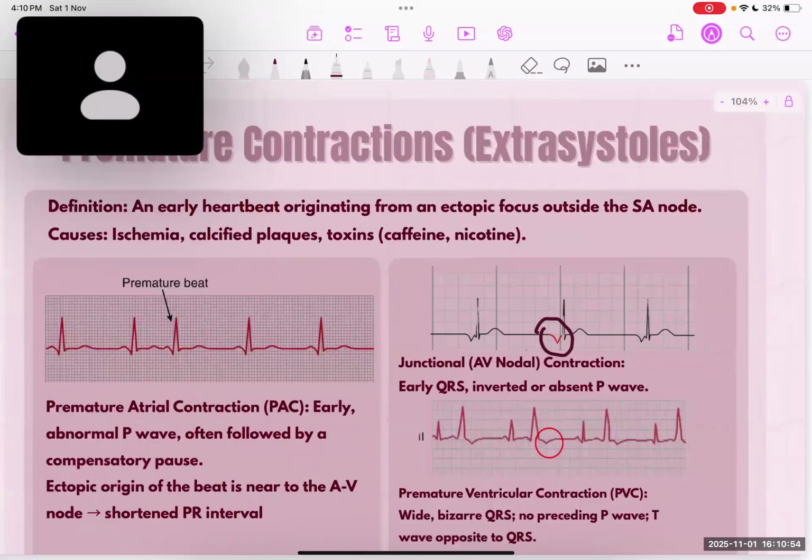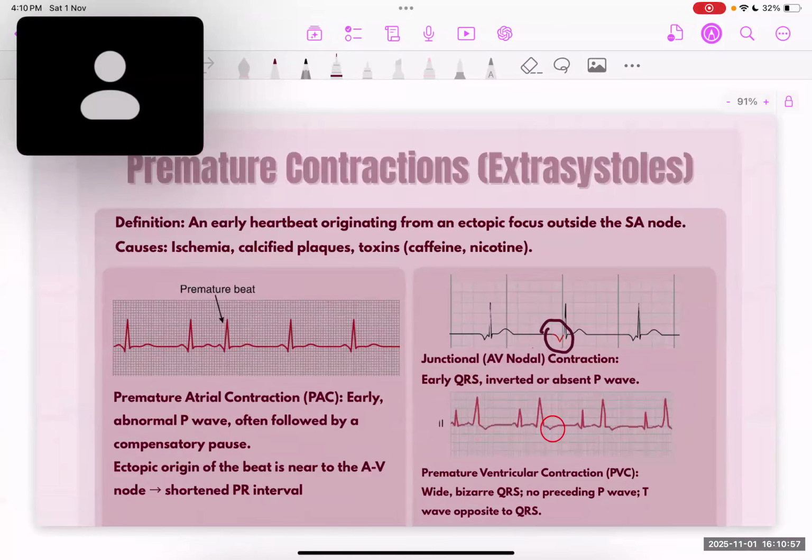For the junctional contraction, you're going to have early QRS and inverted or absent P waves. In this diagram specifically, we're just going to look at the inverted P wave. So when the first wave before the QRS is inverted, that means it is a junctional or AV nodal contraction. Now when it's an AV nodal contraction, it does not mean that the AV node is contracting. It basically means the AV node is going to fire the action potentials, and as a result, the muscles will contract, and it's going to go both to the atria and to the ventricles. That's why you can sometimes have it absent, and sometimes it's inverted, because it's going both to the atrium and the ventricles. Does that make sense?